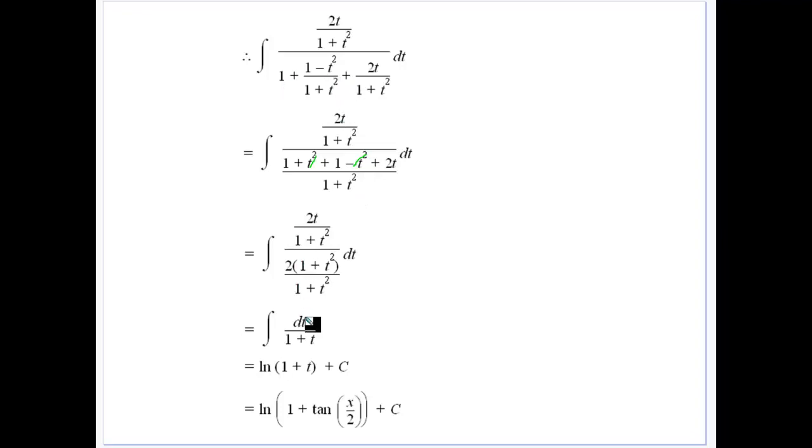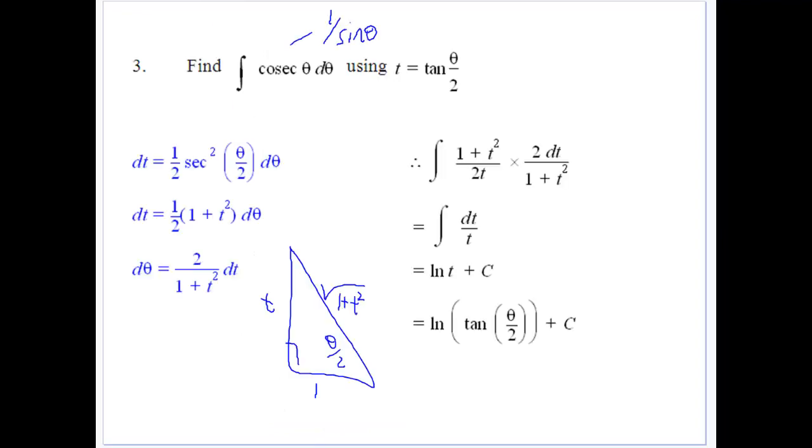Then we get down to this one. We get the dt over 1 plus t squared. So always check the algebra carefully with these. Natural log of 1 plus t plus the constant. And then, well, t was tan of x on 2. So that's what it comes out to be.